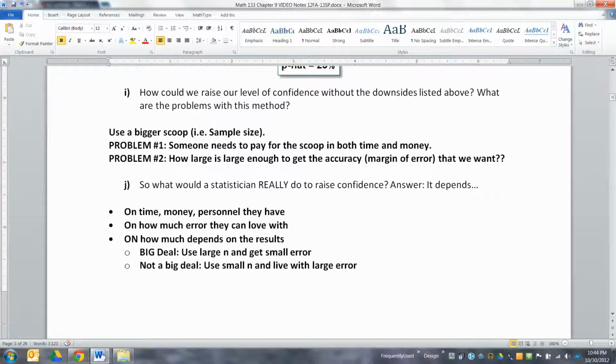So what do statisticians really do to raise confidence? The answer is it depends. It depends on the time and the money and the personnel that they have, the people they have to pay to do this, and how trained they are. It depends on how much error they can live with, right? Can they live with 3%? Can they live with 4%? Can they live with 5%? It all depends. It also depends on how much depends on the results.